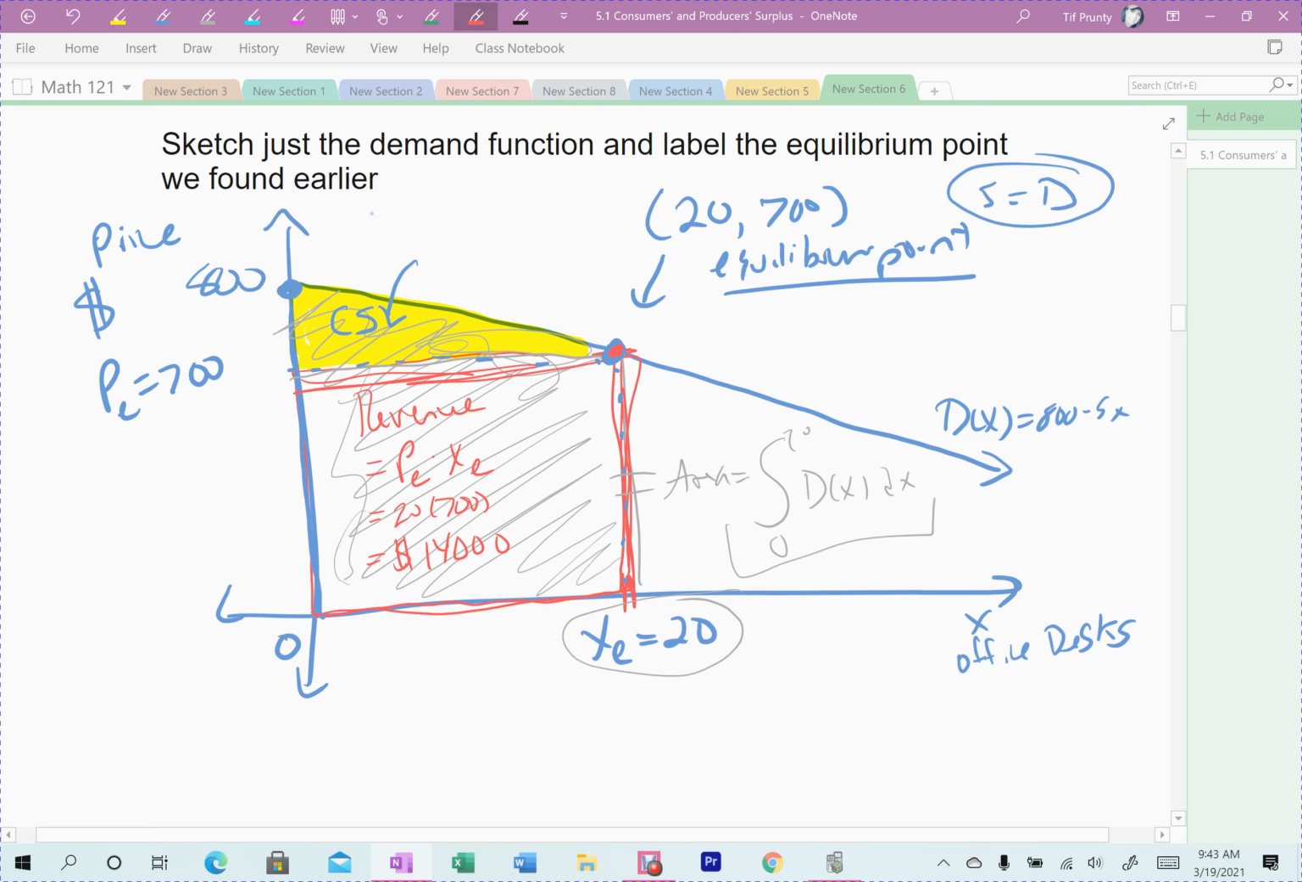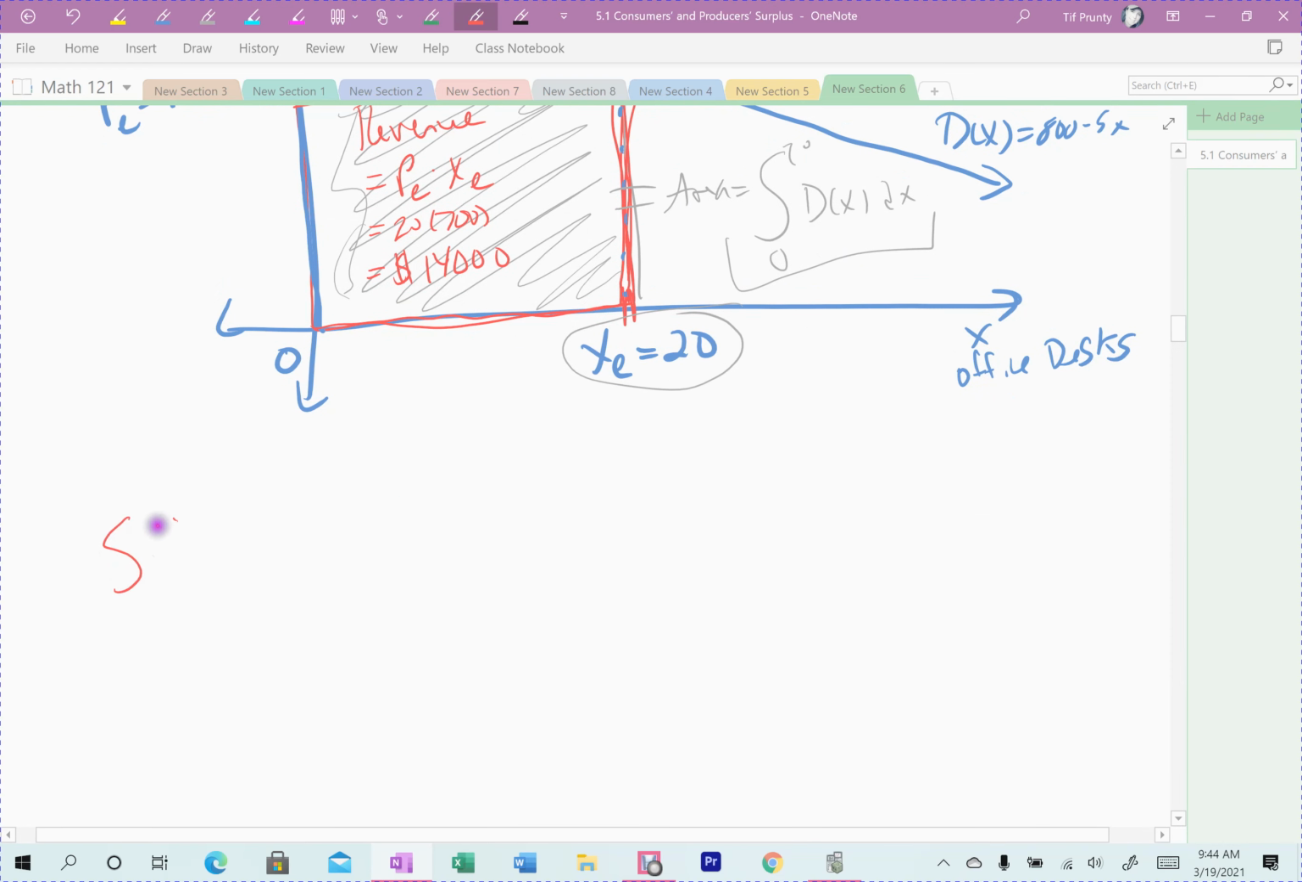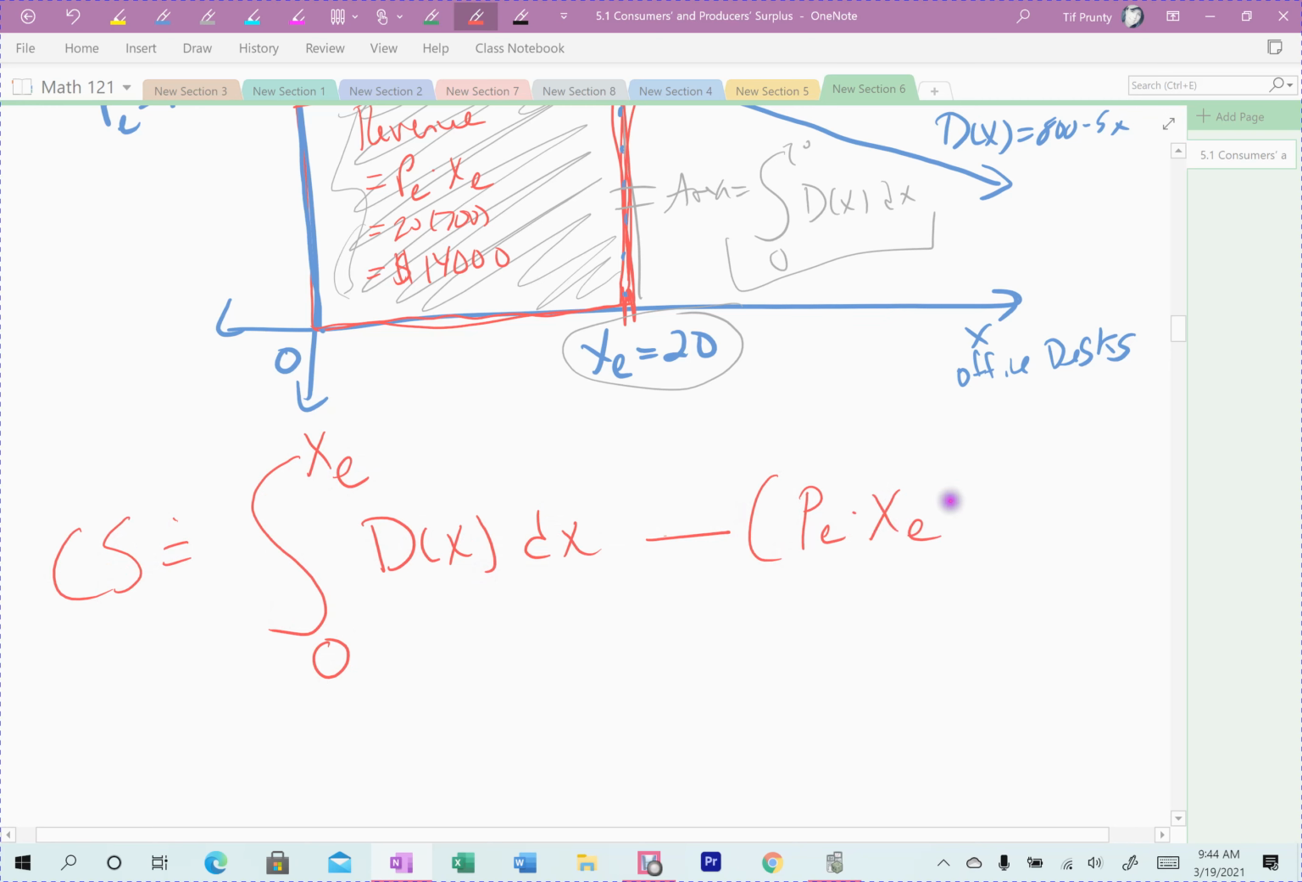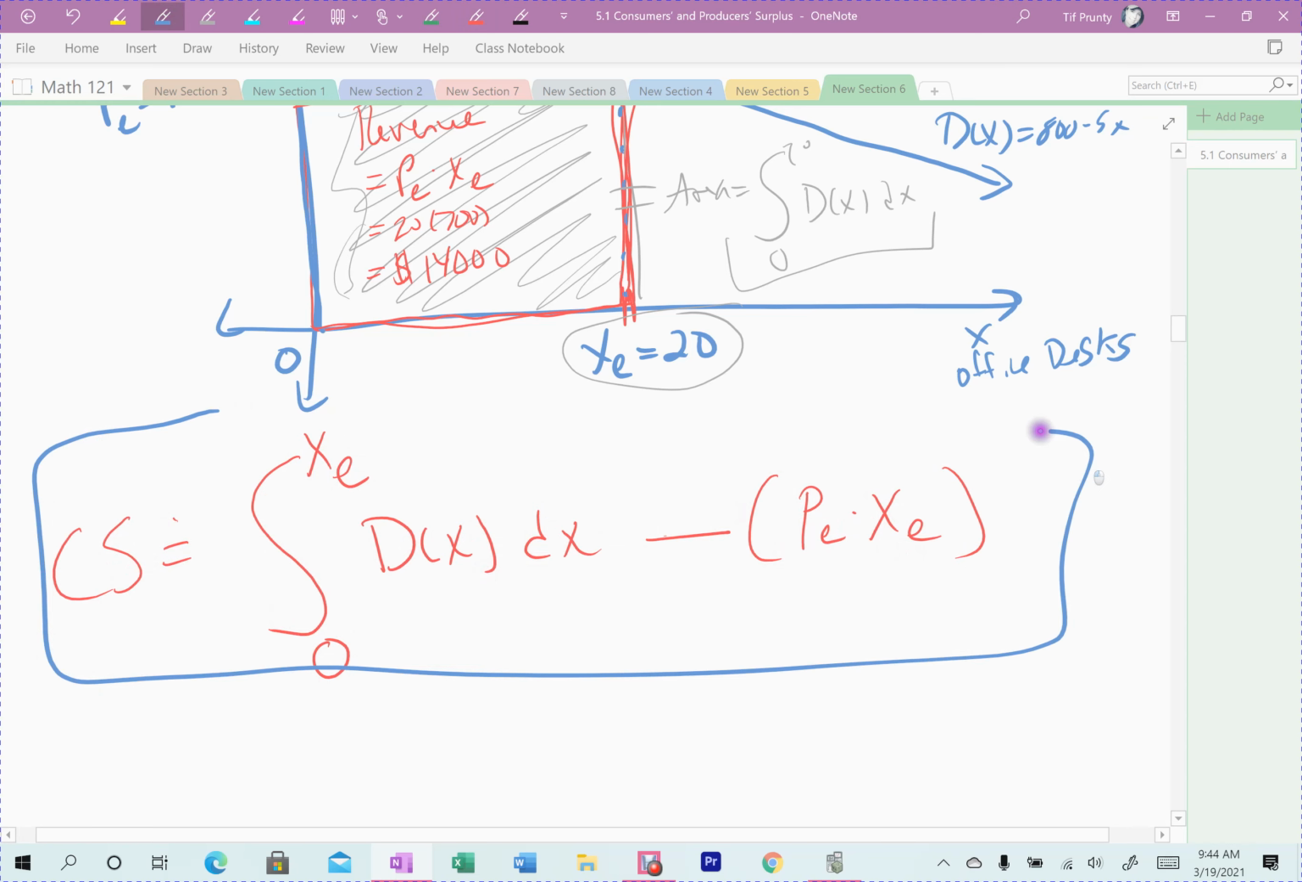And so how you figure that out is you find the total area under the demand curve, integrate the demand curve up to the equilibrium point, subtract the revenue, the amount they actually spent, and that difference is the extra, the surplus. And so the consumer surplus is equal to the integration from 0 to my equilibrium point of my demand function minus the revenue generated. Well, the revenue generated would be the price at equilibrium times the quantity at equilibrium.